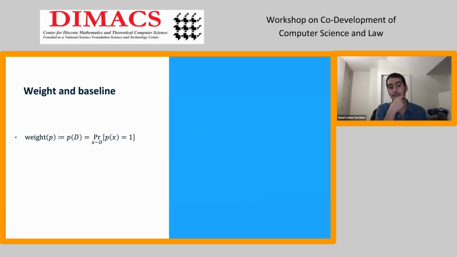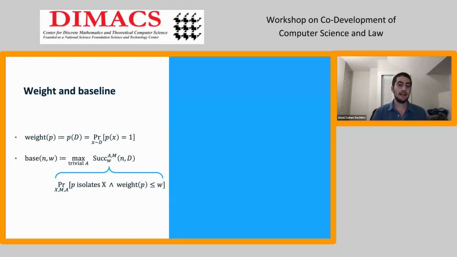Okay, so let's make it formal. We can define the weight of a predicate. The weight of a predicate is how common it is in the population. Then we can define a baseline, which is the best chance, the maximum over all trivial adversaries. A trivial adversary is one that doesn't look at the output of the mechanism.